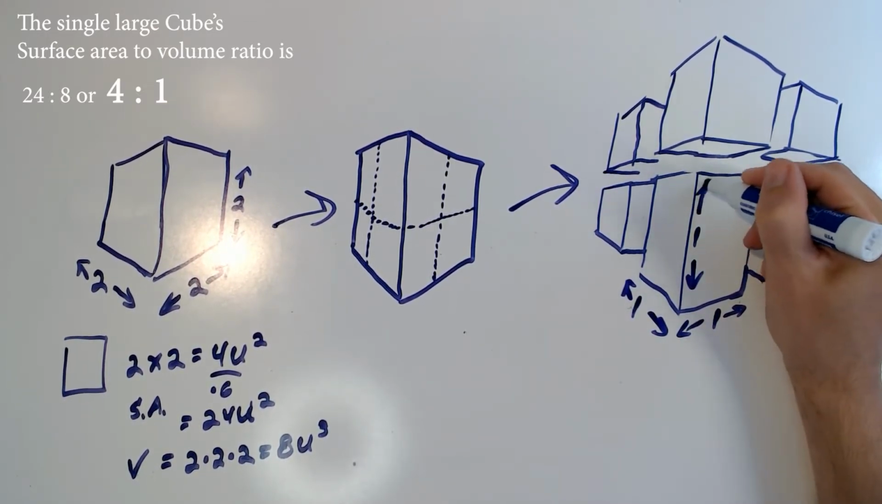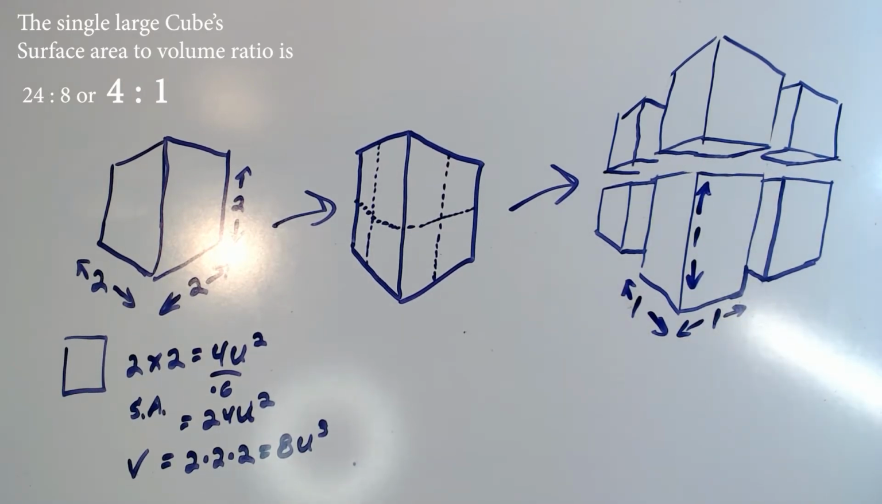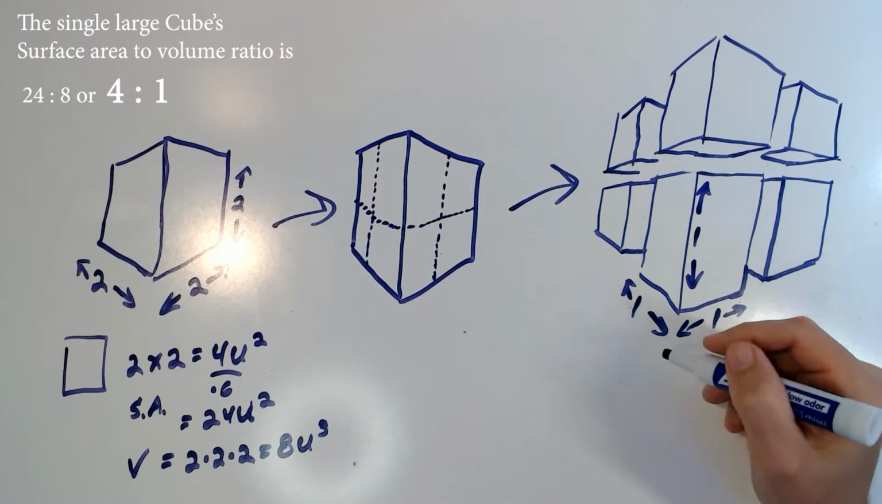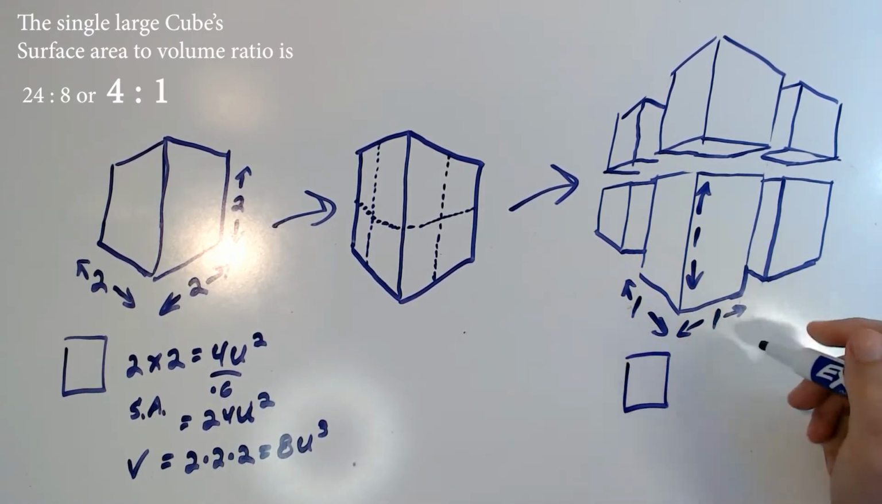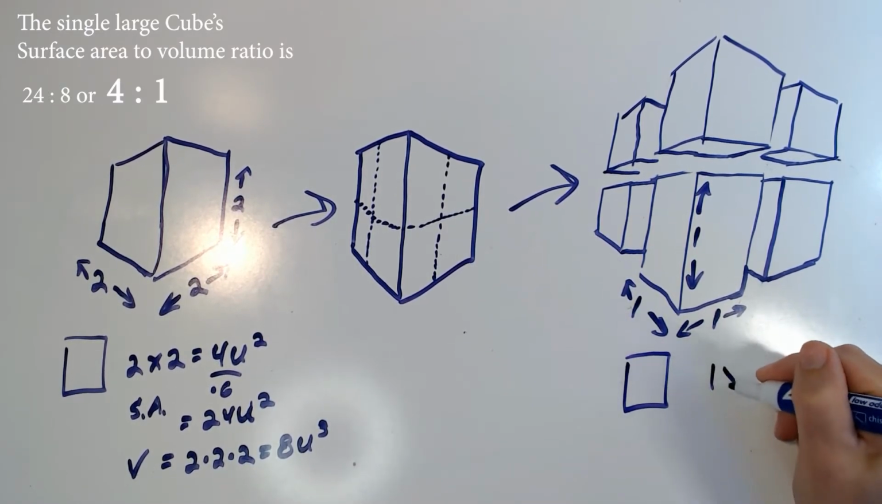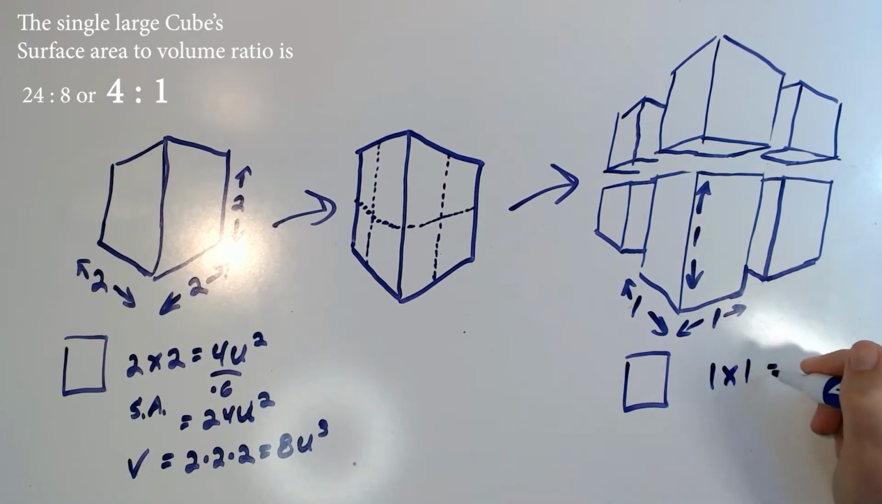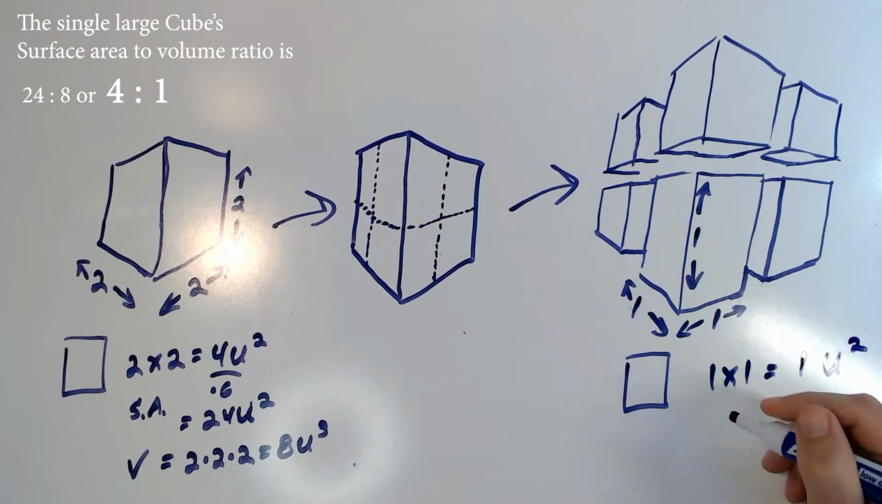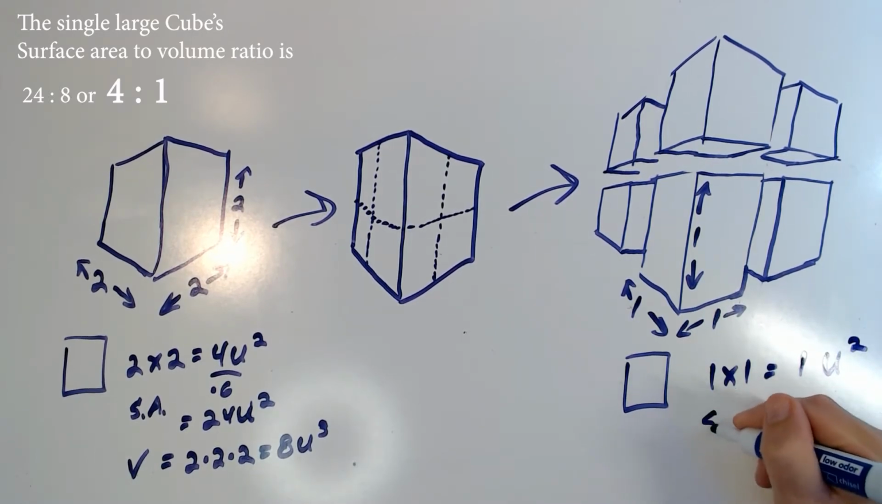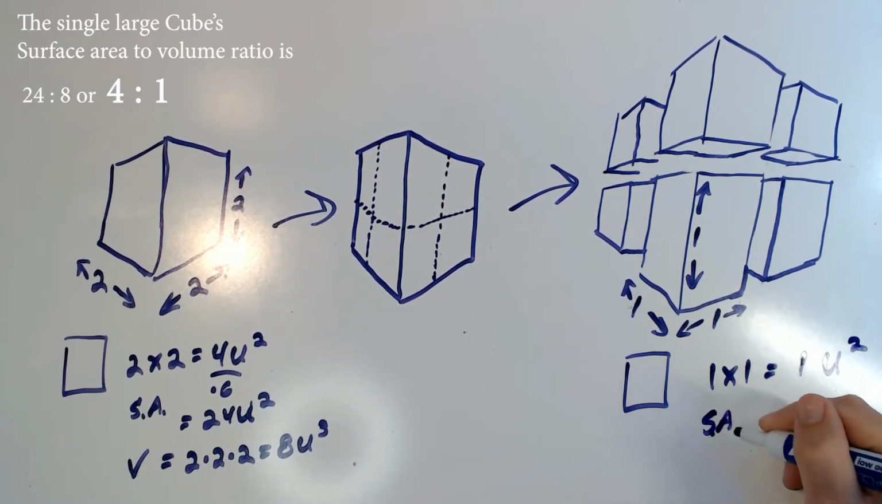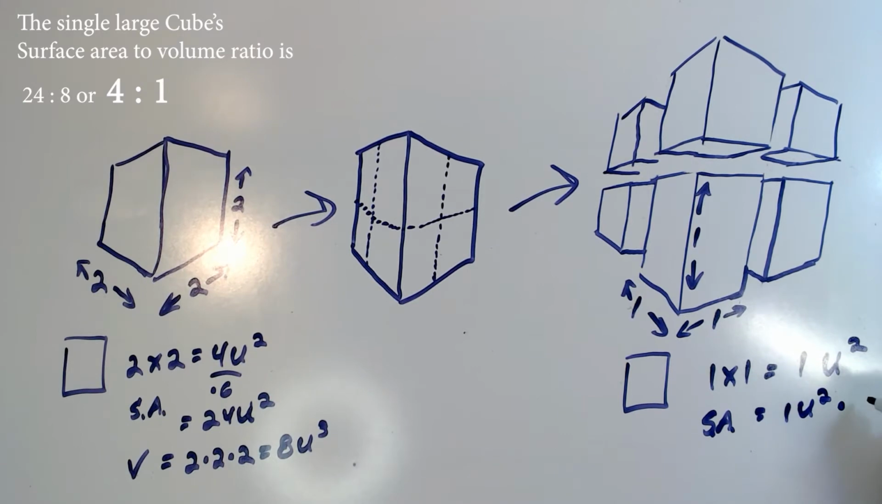Assuming we cut each cube in half on the height, width, and length line, then that means that each of these smaller cubes is going to be 1 by 1 by 1, which makes all of these calculations very, very easy. The surface area of a single face of each cube is going to be 1 by 1, which means it's 1 square unit. And the surface area of each cube is going to be 1 square unit times 6 faces, so they will have a total surface area of 6, and they will have a volume of 1.